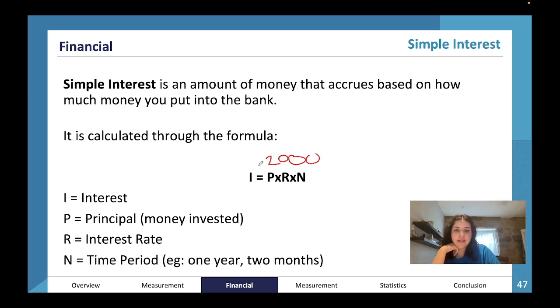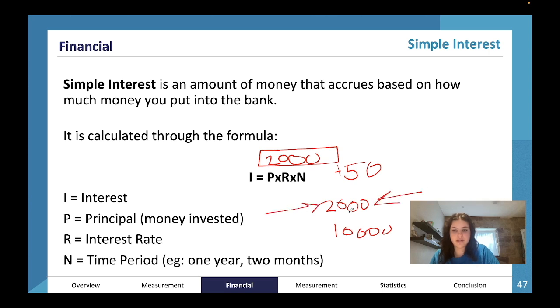So even if you add more money, the interest is still going to be calculated on $2,000. And even when you earn interest, the interest is still going to be calculated on $2,000. So it doesn't matter if the account gets up to 10 grand with all the interest you earn. It's still going to be calculated on $2,000.